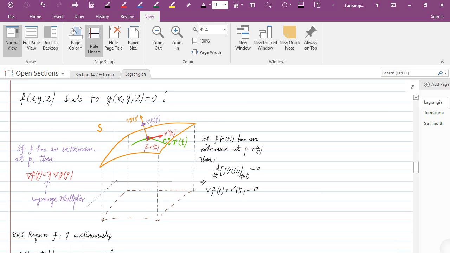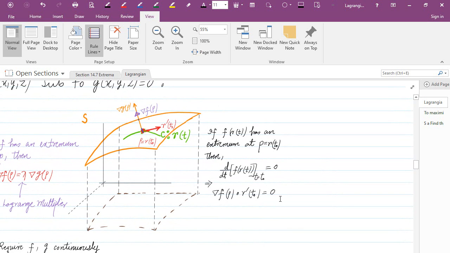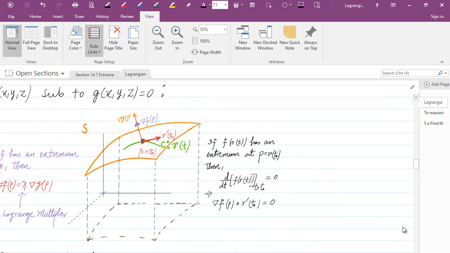Now, S is the graph of this constraint equation, and so let's let C be a curve on the surface passing through the point P. Let's say R(t) is a parameterization of C, and R(t naught) is P. R prime of t naught is a tangent vector to the curve, to the path C at the point P.